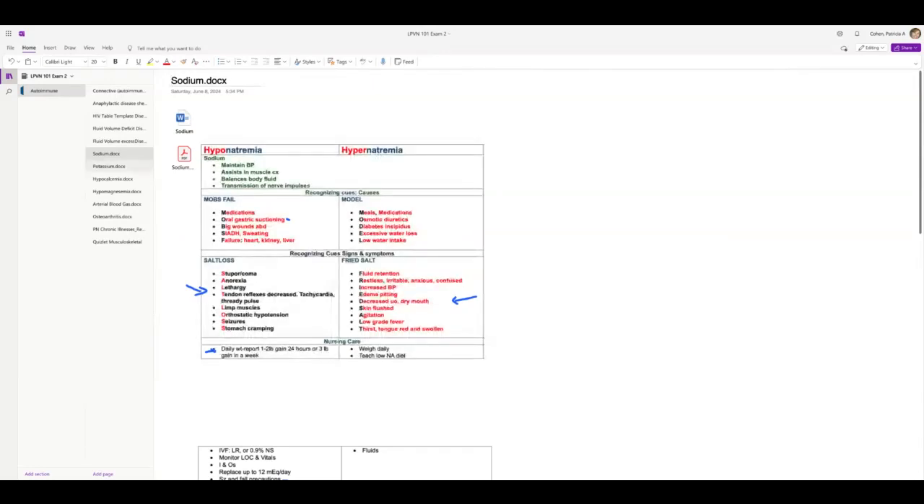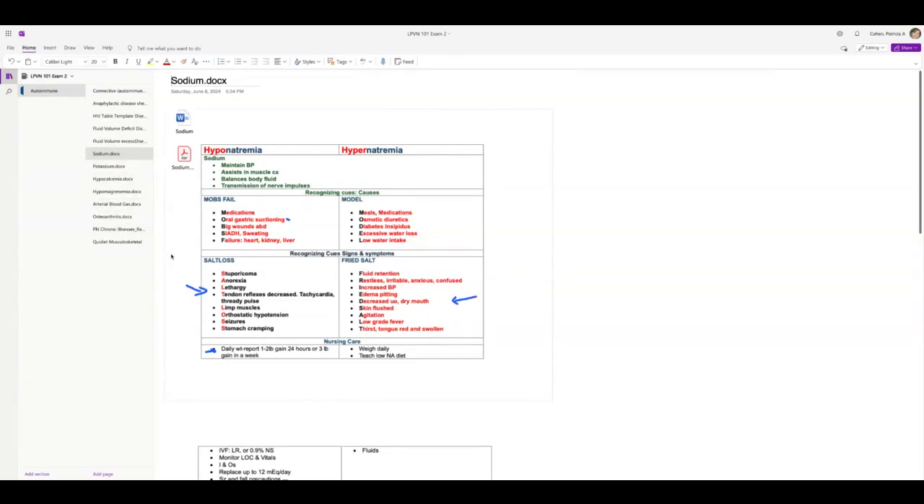All right, with electrolytes. Okay, sometimes it helps people to know what the electrolyte actually does in the body. I mean, you don't have to get too deep with it, but sodium helps us maintain our BP. It helps us contract our muscles, helps with the balance of body fluid because where sodium goes, water follows, right? And it helps with the transmission of nerve impulses. That's why you have all the symptoms you do, okay?